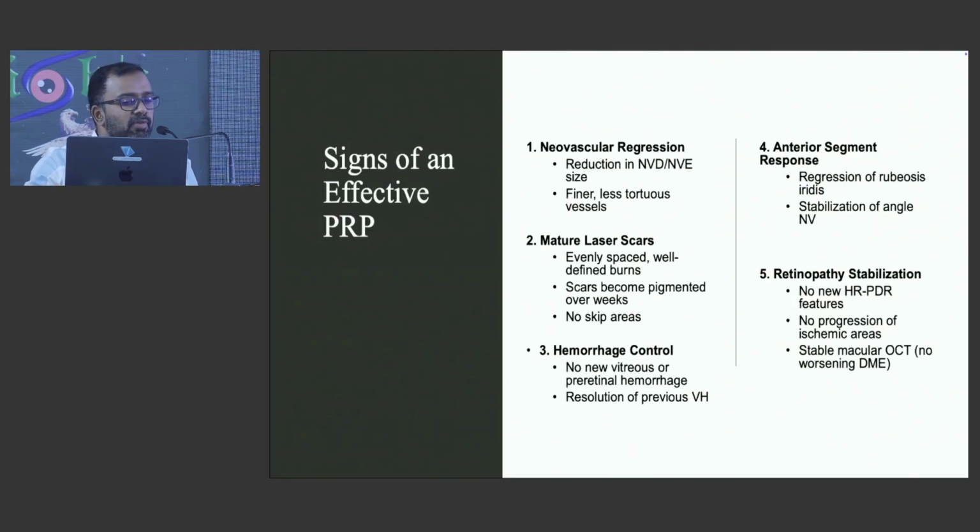What are your signs of an effective PRP? You have your neovascularization regression. You have mature laser scars, these are well spaced with no skip areas. The hemorrhage gets controlled, there's no new hemorrhage or there's resolution of the vitreous hemorrhage. Your anterior segment stabilizes, your NVI regresses, or even the retinopathy stabilizes.